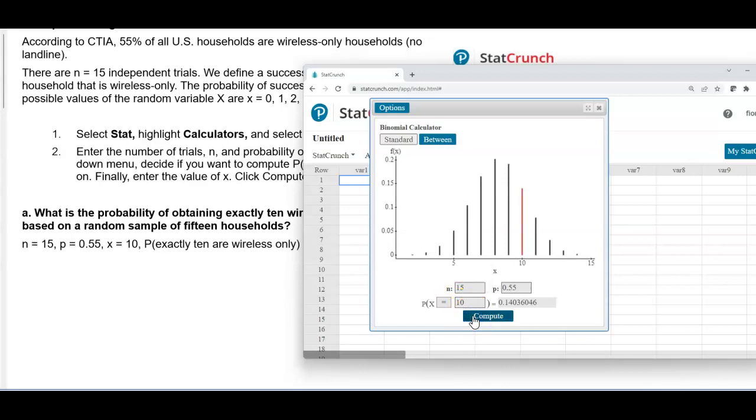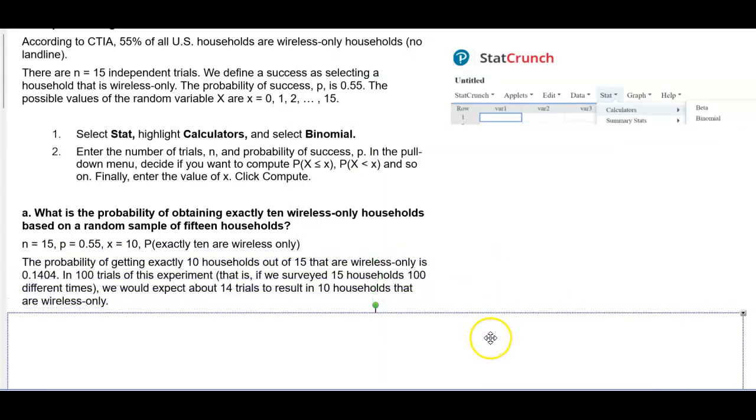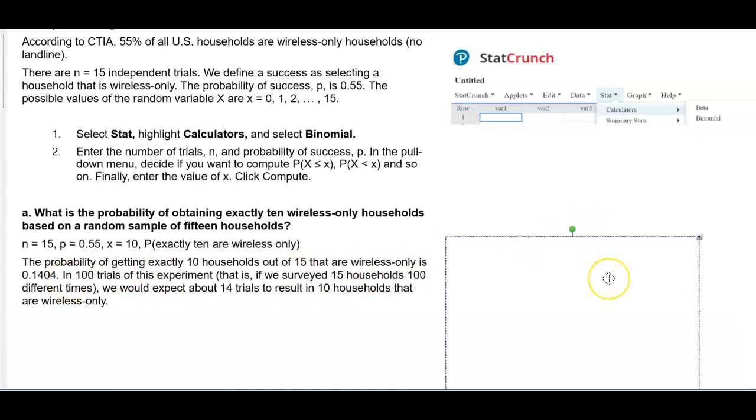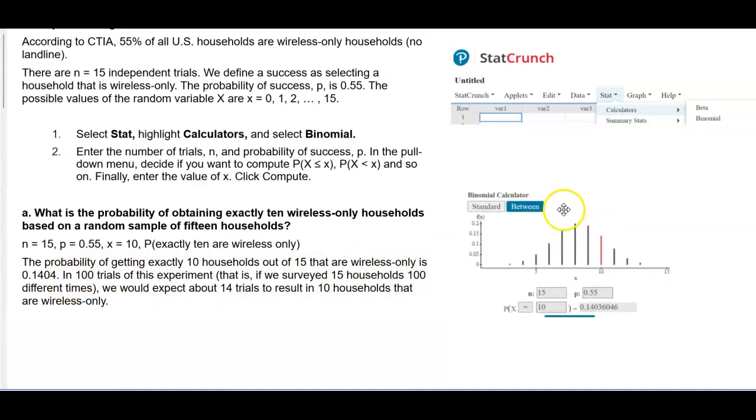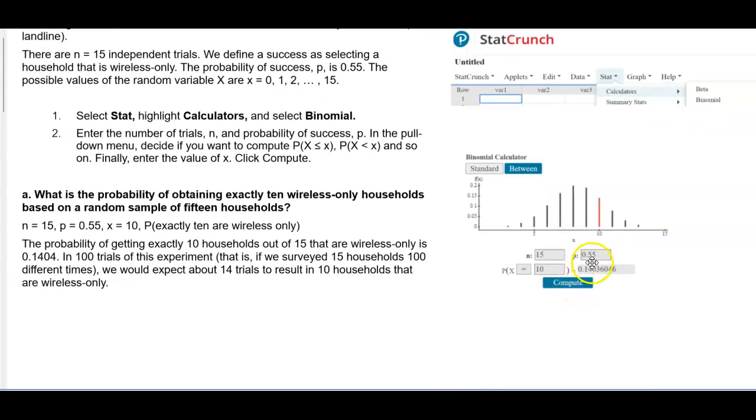And then select Compute. Now you see here, they give us the probability. So let's take a look at that. We would say that the probability of getting exactly 10 households out of 15 that are wireless only is 0.1404. Let's just go ahead and show that here. Here's our binomial calculator. We got n is equal to 15, p is equal to 0.55, x is equal to 10, and if we round that to 4 decimal places, we get 0.1404.